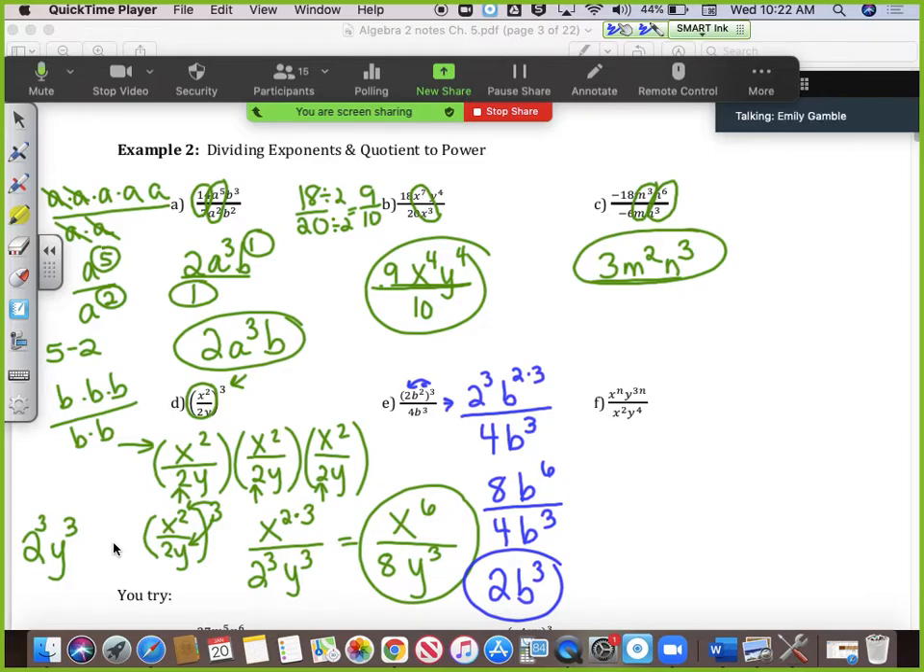All right, and then this last one says x to the n power times y to the 3n power all over x squared y to the 4th. So this one's weird because not only do we have variables as bases, but we also have variables as exponents.